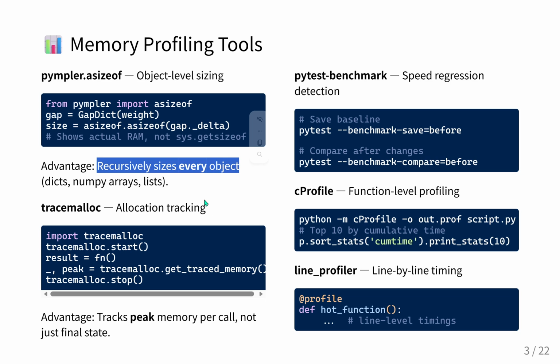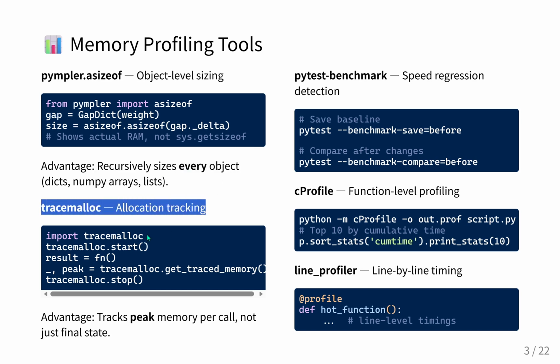Right. But tracemalloc tracks the peak allocation per function call. So it's not looking at your end-of-year net worth. It's like checking the highest balance your credit card hit in the middle of the month before you paid it off. That is a perfect analogy, and you definitely need both to see the full picture.